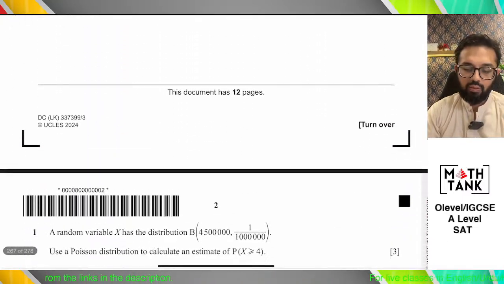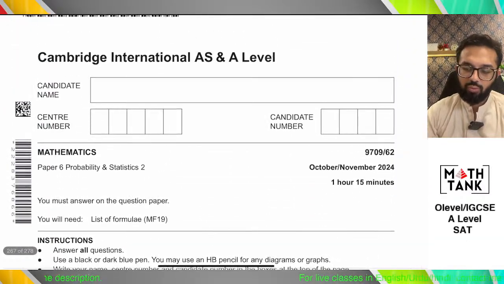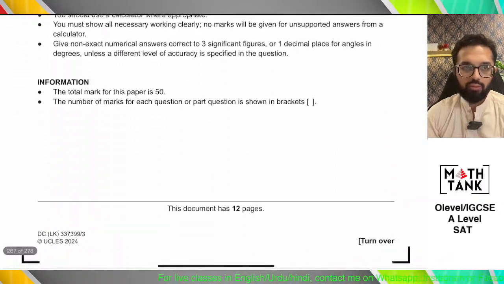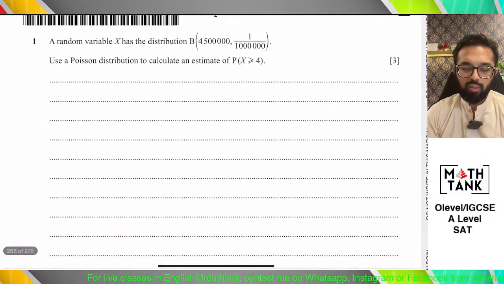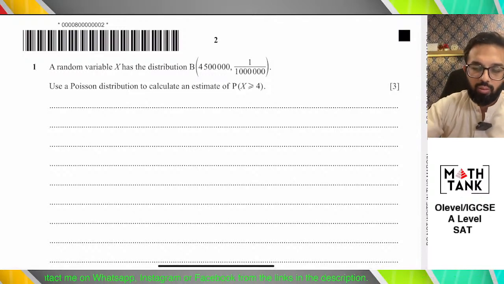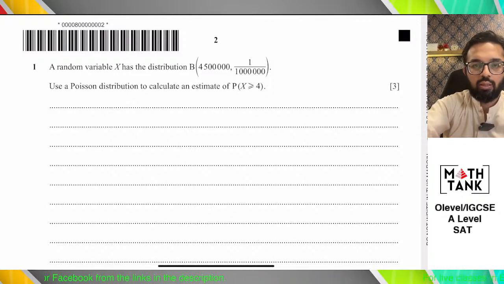Let's do this. This is October November 24 and the variant is 6-2. Okay, I will begin solving. And I have the marking scheme in front. Okay, so the first question says that I'm going to set it up in a way that I can see the screen.